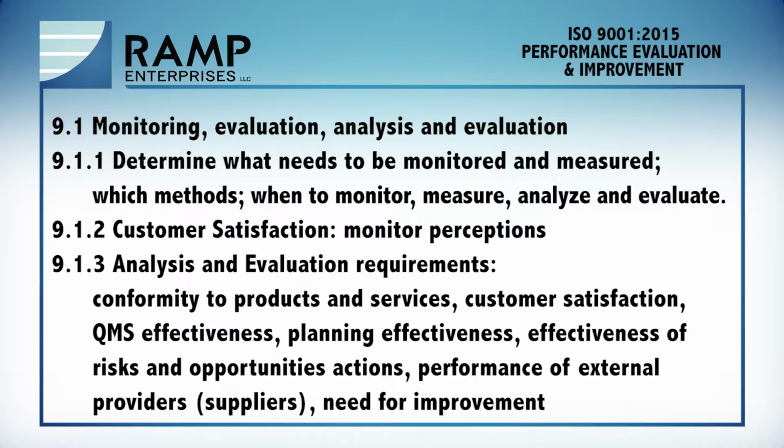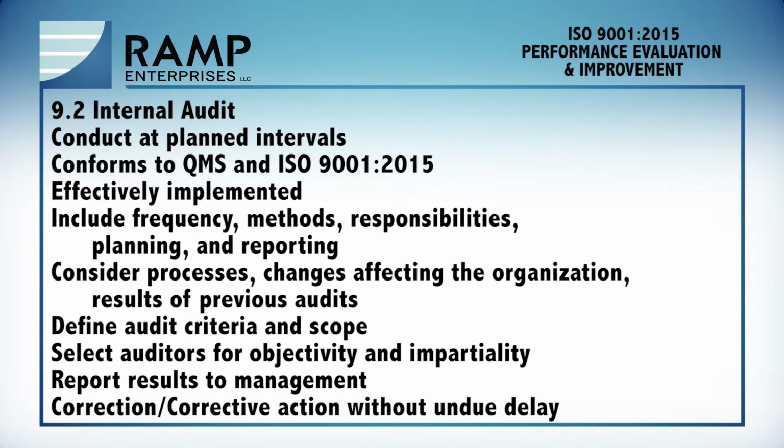effectiveness of risks and opportunities and actions, performance of external providers, that's your suppliers, and needs for improvement. Again, much of the same requirements that we've been used to having, some redundancy from previous paragraphs of the standard. These are the requirements of the types of data you need to be analyzing and evaluating. Okay, 9.2, internal audit. I'm not going to bulletize it for you. It's the same requirements as paragraph 8.2.2 of ISO 9001:2008. You should know this by now.